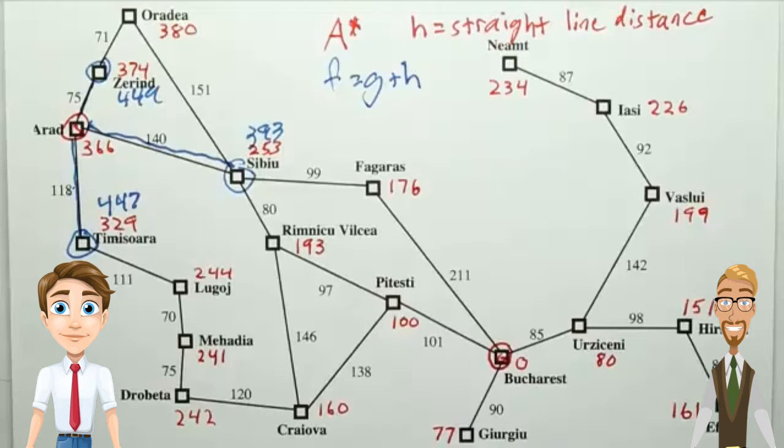This page shows the road network in Romania. The title is A star. H equals straight line distance. The distance from Arad to Sibiu is 140, and the straight line distance from Sibiu to the goal is 253. So, the cost of Sibiu is 140 plus 253 equals 393.